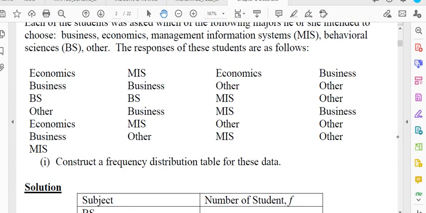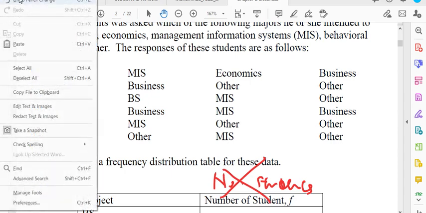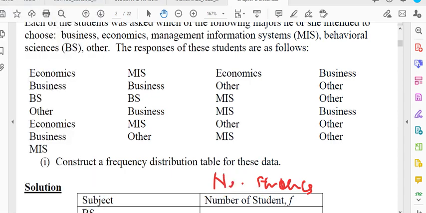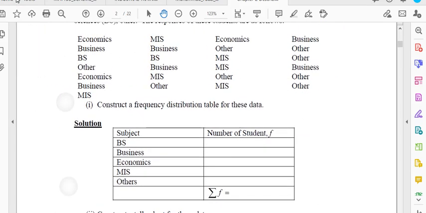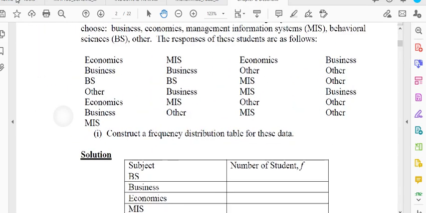One more careless mistake students make: they always write NO dot students. Please don't do that. NO means no. Please write down the full word, that is numbers. Is it okay? Let's proceed. Name all the basic subjects that you have.